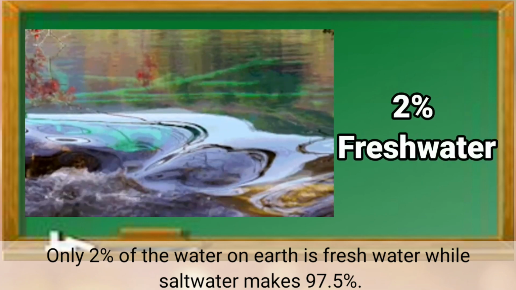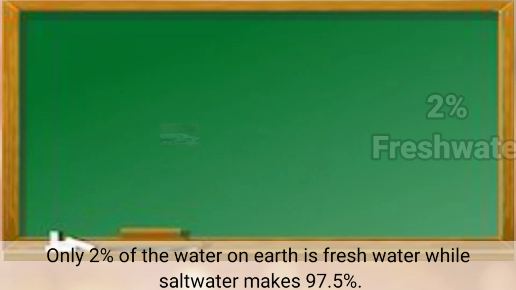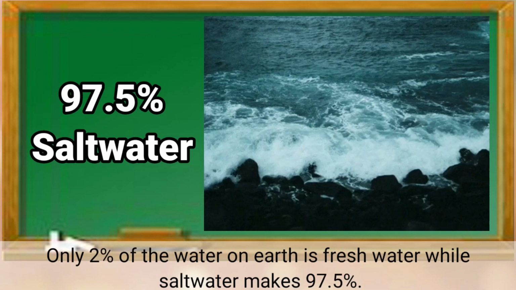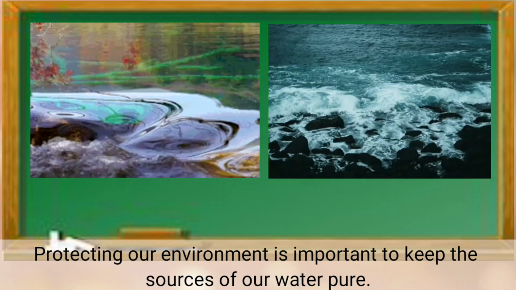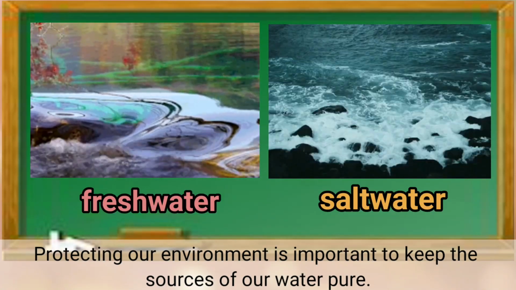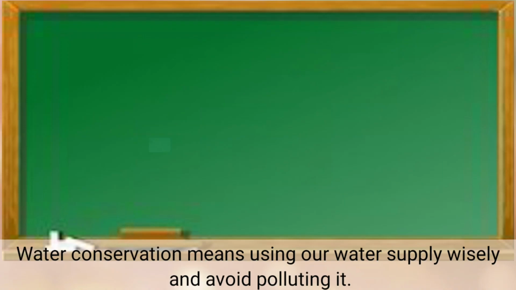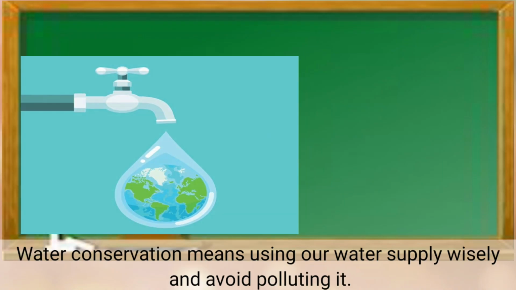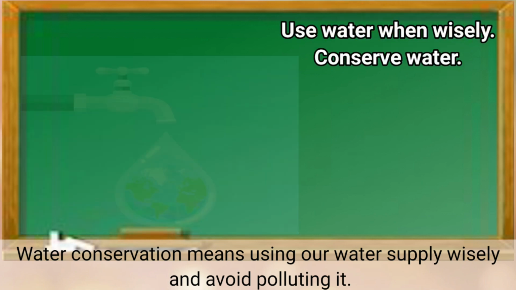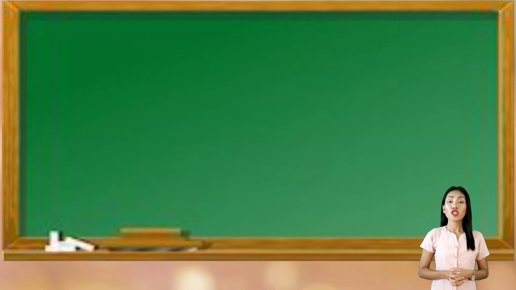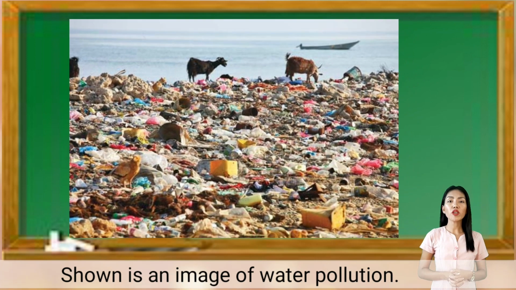Only 2% of the water on Earth is fresh water, while salt water makes 97.5%. Protecting our environment is important to keep the sources of our water pure. Water conservation means using our water supply wisely and avoid polluting it. Shown is an image of water pollution.